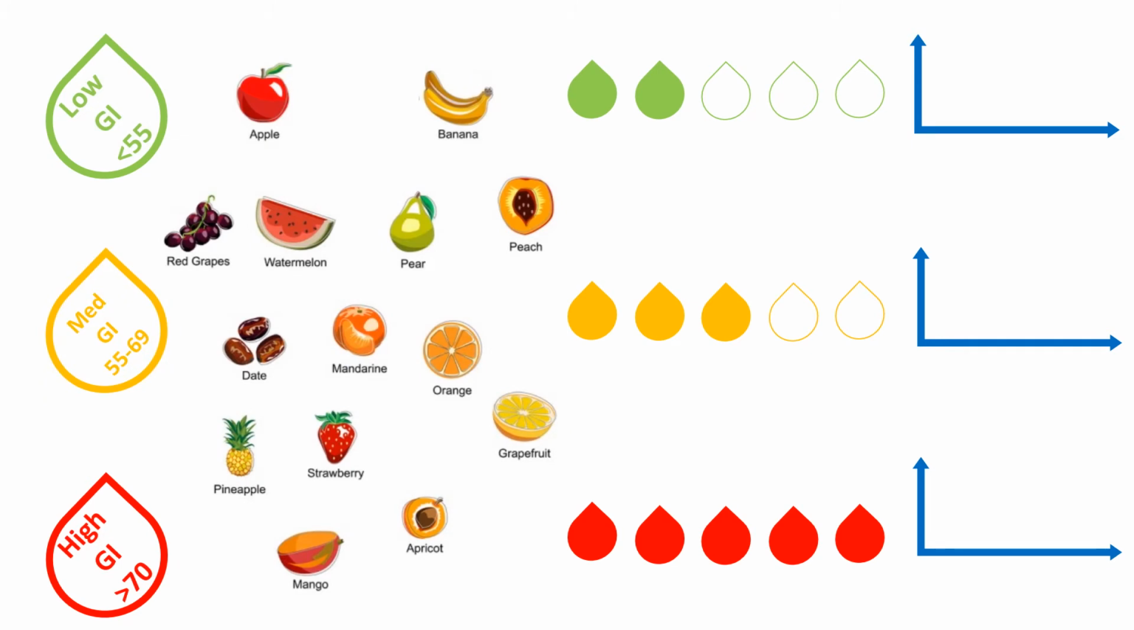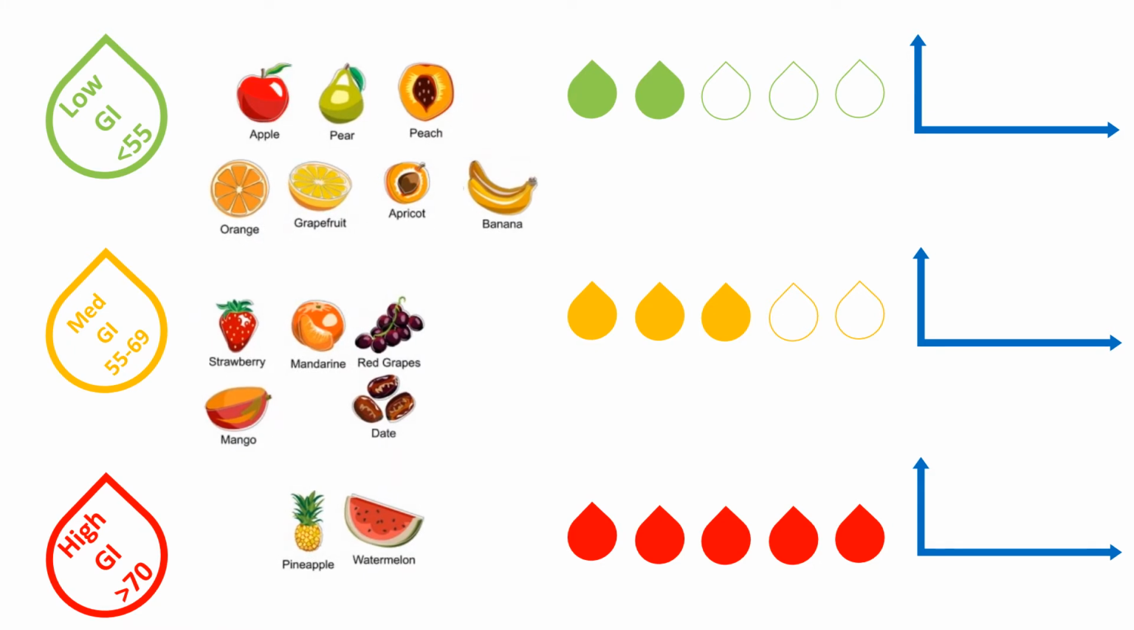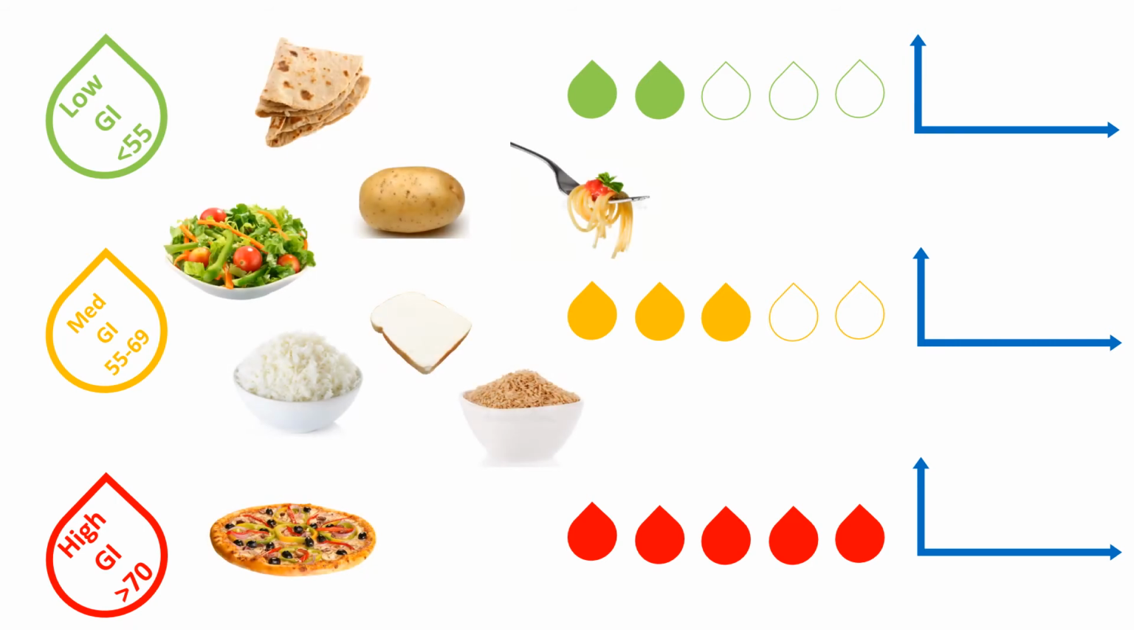Fruits also have carbohydrates. Majority of fruits have low to medium glycemic index because they have plenty of fiber and fluid in them. There are certain fruits which can have high glycemic index, for example watermelon and pineapple. Would they actually push your sugars high? We'll have a look in a few examples.